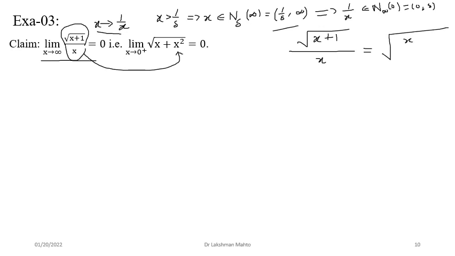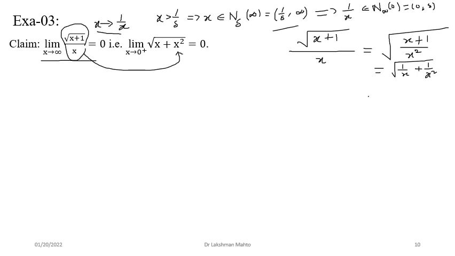You can bring x inside the square root by taking a square. Why? Because you are dealing with the delta neighborhood of infinity, the interval 1 by delta to infinity. So this one is feasible. Further simplifying, what would this be? 1 by x plus 1 by x square. And we applied the transformation x to 1 by x, that's why we have the function 1 by x.